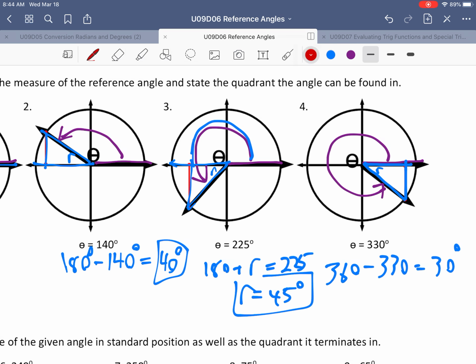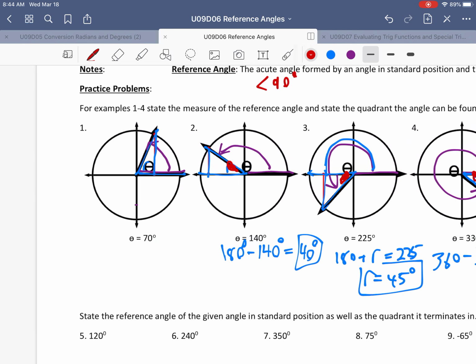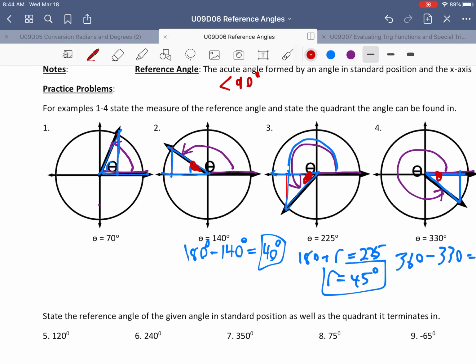So that's the measure of this angle here. This angle is 45 degrees. The 30-degree angle for number 4 is here. The 40-degree angle for number 2 is here. And those are our reference angles. And again, if your angle terminates in quadrant 1, then your reference angle is your central angle.